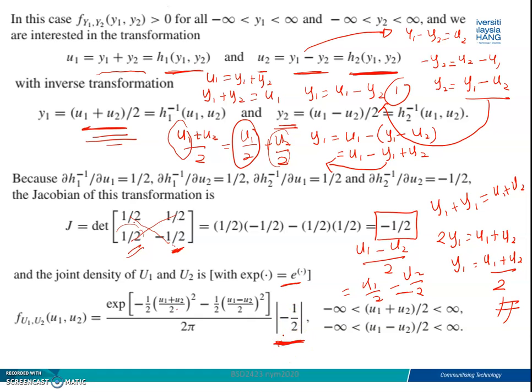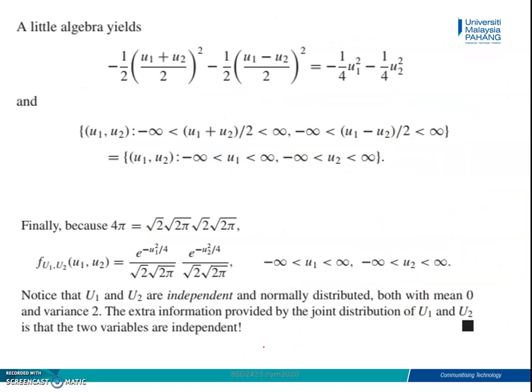Alright. So again, a similar step you will do for the limit as well. You have this, you bring it from the left to the right, then you will get the limit. So you simplify this. Finally, with a little algebra, you can have it like this. You simplify and you get this one, and for the limit, u1 is still between negative infinity and infinity, and u2 is also from negative infinity to infinity.